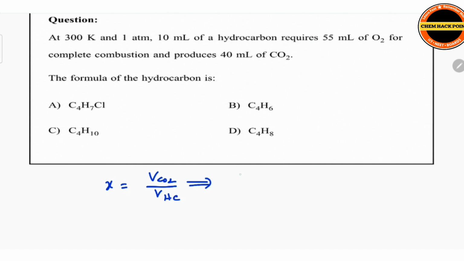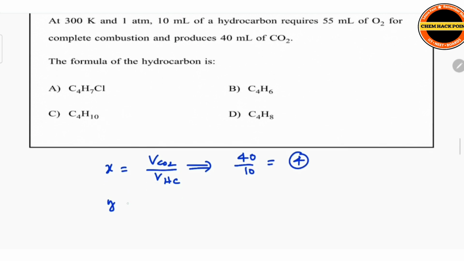CO2 here is given as 40, volume of hydrocarbon is 10. So X is equal to 4. And then Y, or you can say volume of O2. Volume of O2, how we wrote? According to the given sequence, volume of O2 you can write like this: X plus Y by 4 is equal to volume of O2 by volume of hydrocarbon.